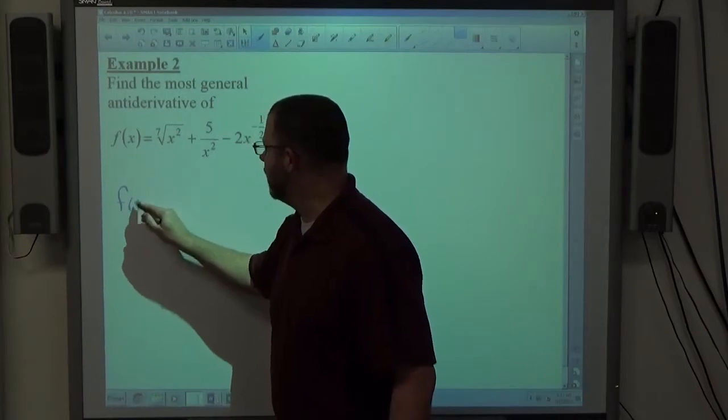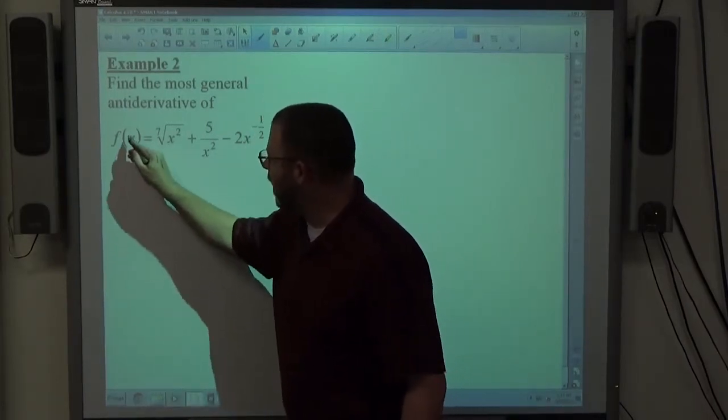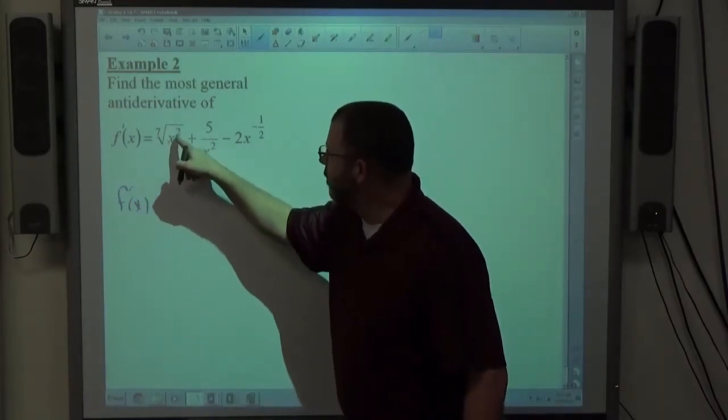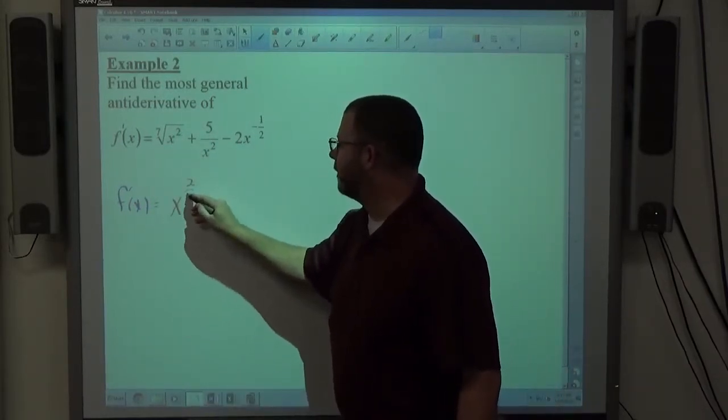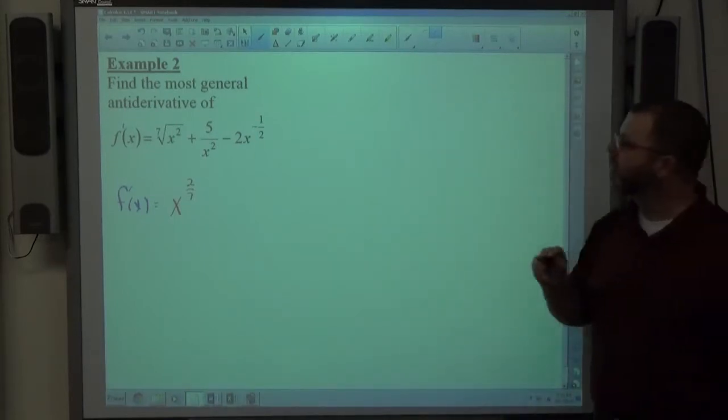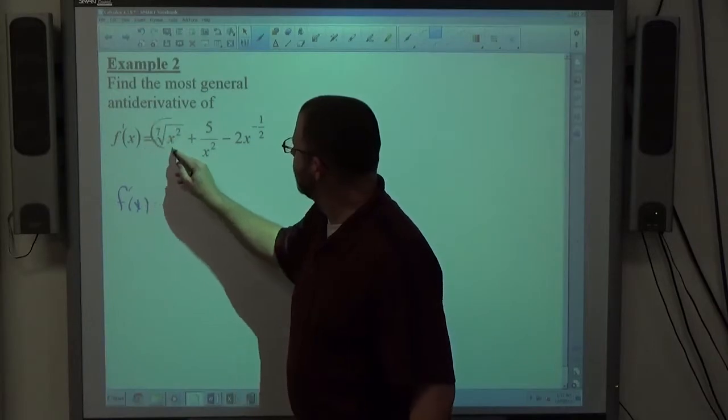So f of x equals, and I'm going to call this again f prime. All right, so the 7th root of x squared is x to the 2/7 power. When we make a fractional power, you take the power divided by the root, and that's this piece.